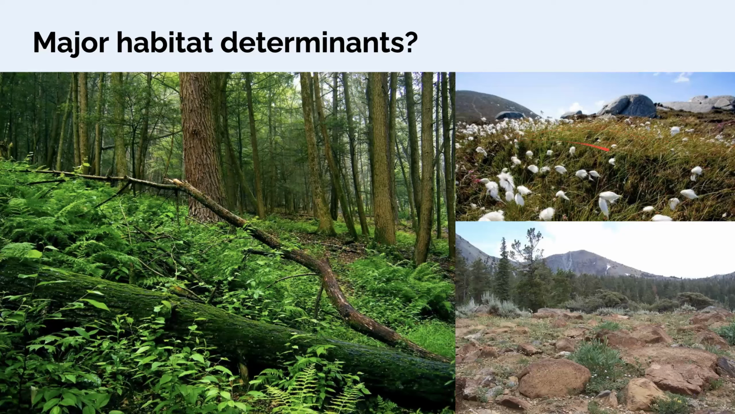And so these are some species that are a little more characteristic of that kind of habitat. This is one called cotton sedge, Eriophorum. And similar to that, so also rocky, but not as wet in the lower right. Also looks to be a little bit more of a high altitude environment.